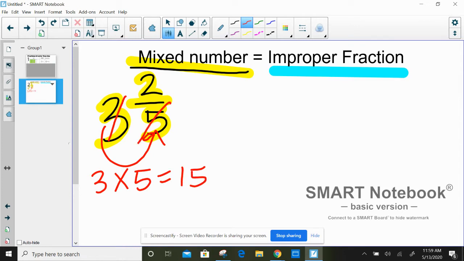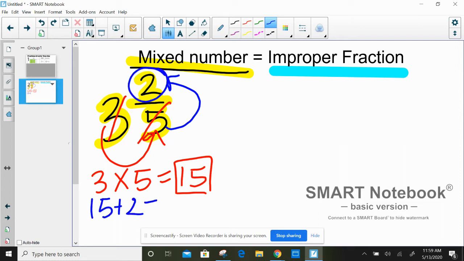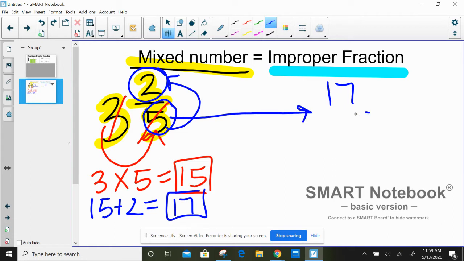Then you take your 15, your new number, and you just add the 2. Okay, so 15 plus 2 is 17. And our denominator, we're still going to keep our denominator. That number just carries over, this 5 here. So it's 17 over 5. Okay? That's how you take a mixed number to an improper fraction.